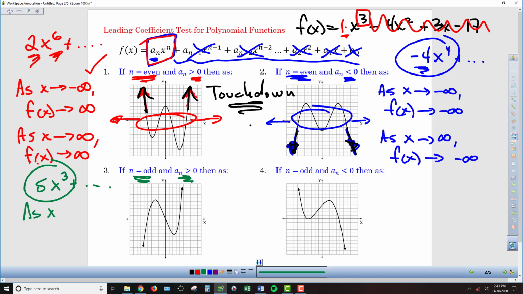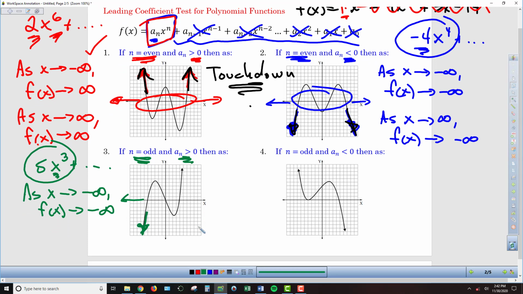As x approaches negative infinity, meaning as we move farther and farther to the left, which way is our graph going to go? It's going to go down to negative infinity. f of x is going to approach negative infinity. And the reason for that is if I plug in a negative number here for x, but I raise it to an odd exponent, I'm going to get a negative result. But then when I multiply it by a positive, I'm going to stay negative. So that's why if I go far enough to the left, my graph is eventually going to go down.